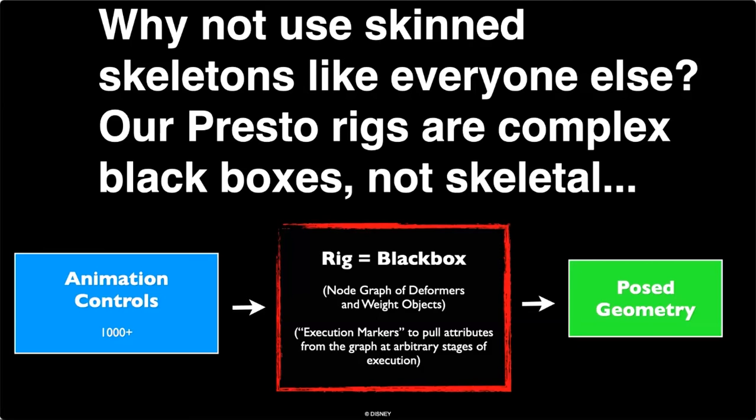If you peek inside, Presto expresses rigs as a node graph of deformers and weight objects with things called execution markers that allow there to be cycles in the node graph, which is really mind-bending. But suffice to say, there's something skeletal in there, but it's not really the way we rig. And at the end of the day, it's posing geometry. So we kind of have to learn a skeleton from what that black box is to even work this way.